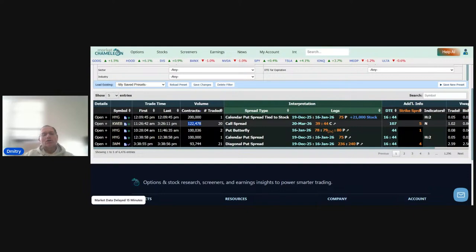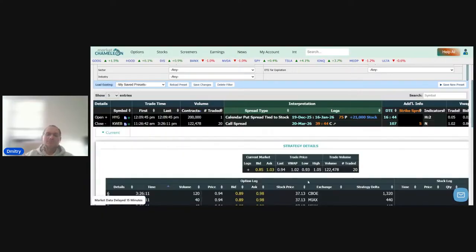So this actually was a recurring trade. Didn't all happen in one block. Throughout, it happened many times throughout the day, 20 different times. Let's see how that looks. We could open it up.